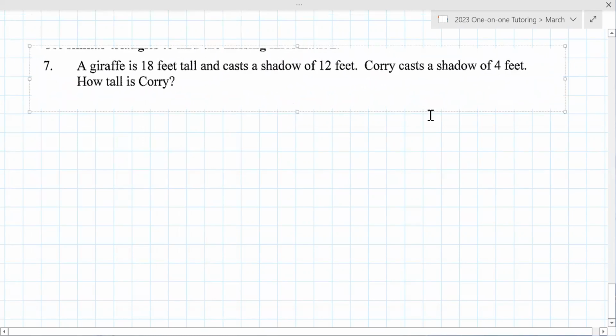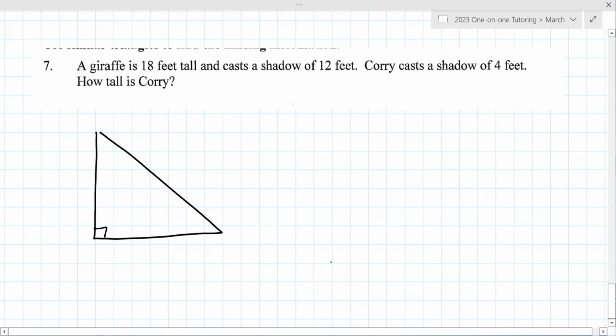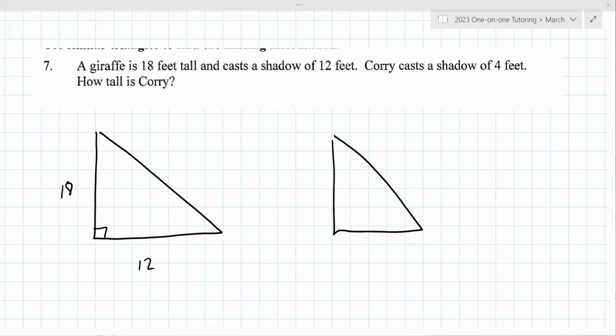So a giraffe is 18 feet tall and casts a shadow of 12 feet. So it might be worth drawing that triangle. Okay, that's the giraffe triangle. And then there's another triangle over here for the person. I get it. Okay. So it casts a shadow of 4 feet.